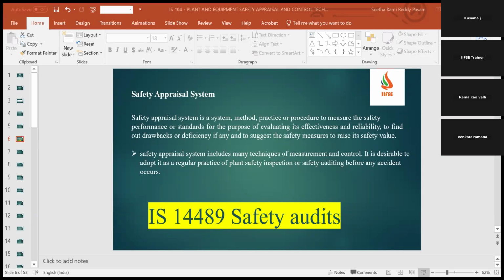Now we'll see damage control, one of the safety appraisal systems. When I say damage, the word itself gives a hint: something went wrong, something is no longer useful once it gets damaged. Damage means the severity of injury or physical, functional, or monetary loss.